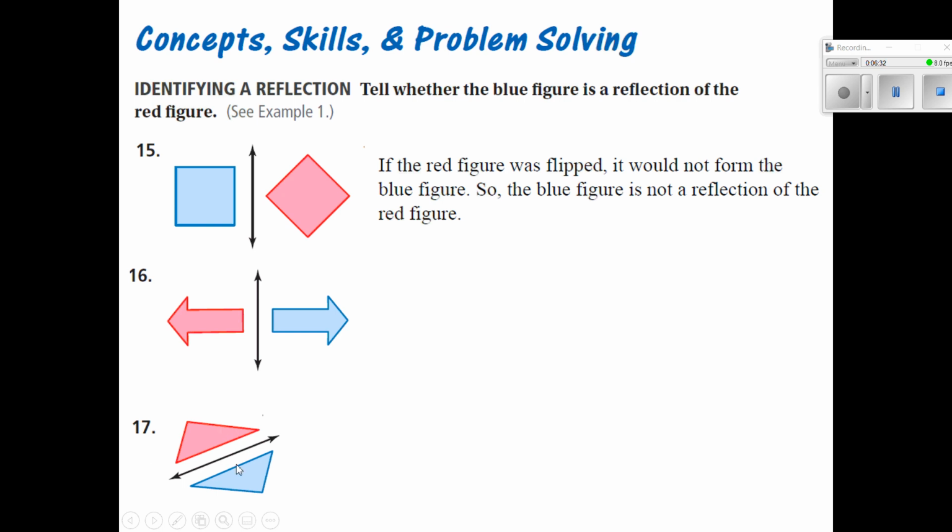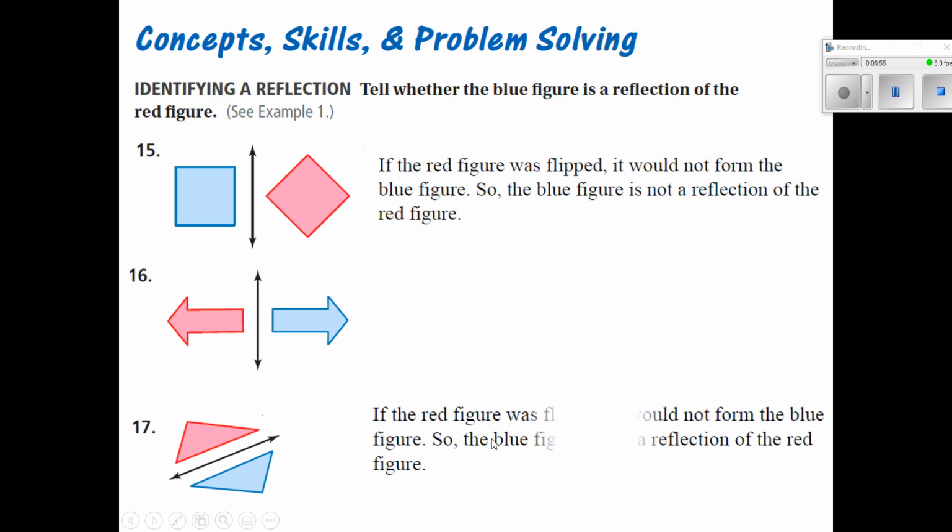Number 17, would this be a reflection? And I'm going to say no again, because though I have an image that looks similar here, this image here should be an equal distance from here. This image here should be an equal distance from here. And then this equal from here. So what's wrong is this shouldn't be slanted off to the side. It should be coming straight over. If the red figure was flipped, it would not form the blue figure. So the blue figure is not a reflection of the red figure.